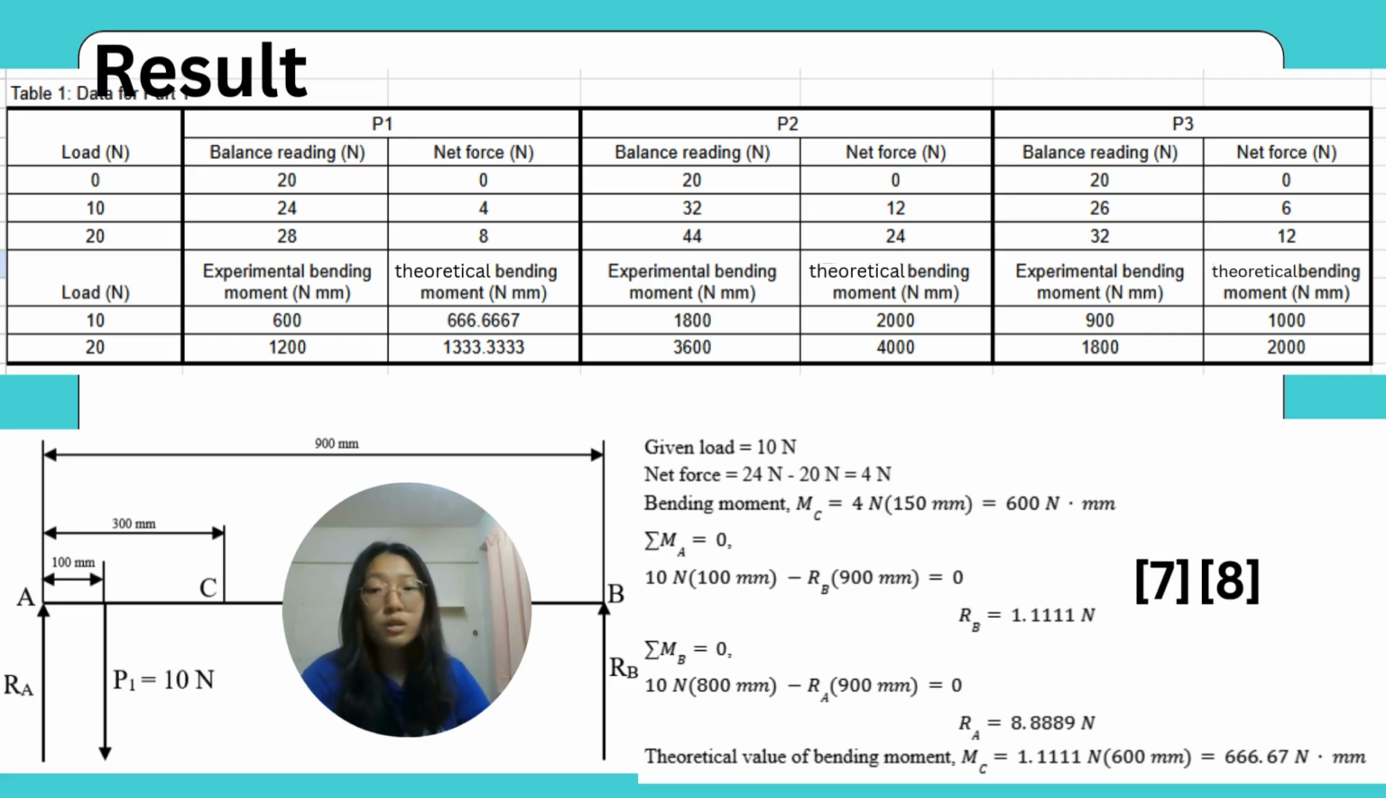So we want to calculate the theoretical bending moment at C. So it's 1.11 Newton times the 600 millimeter. So we can get 666.67 Newton millimeter. So by using the same method, we can calculate for P1, P2, and P3, and for the load which is 10 and the load which is 20 to get the experimental bending moments and theoretical bending moment.